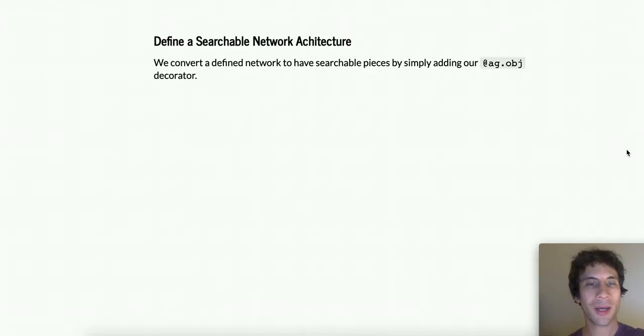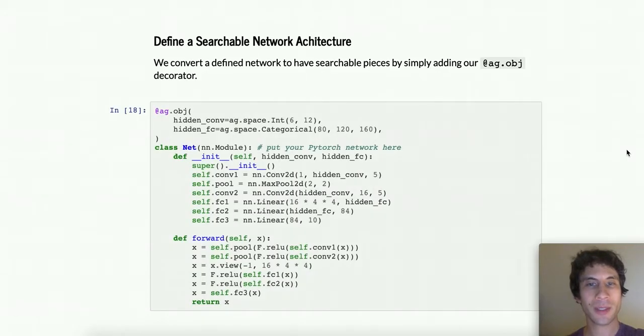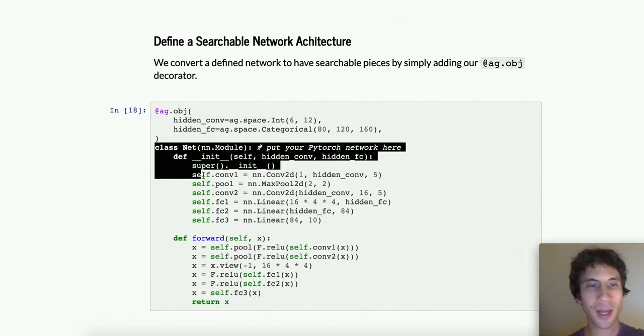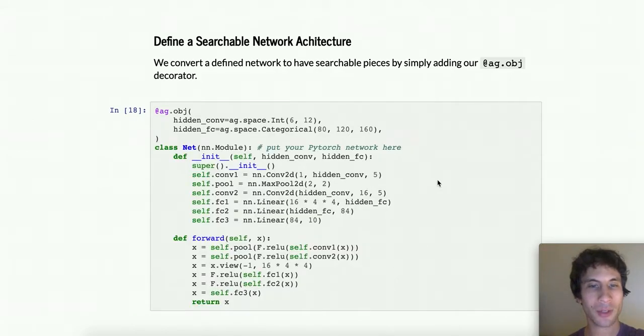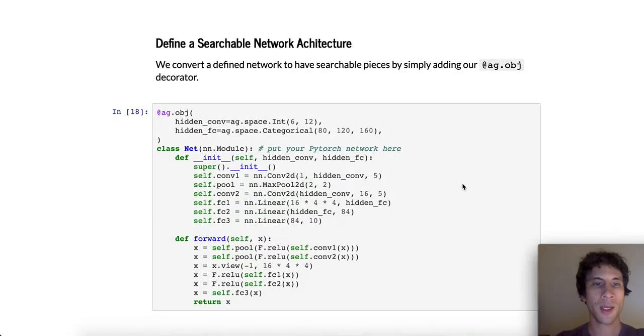First, we need to convert an existing network to have searchable pieces. This is done again by just adding our AutoGluon.object decorator shown here. So here, this class.net code, all of this code would just be existing PyTorch code. In this case, implementing a convolutional neural network with 2 convolutional layers and some fully connected layers on top of it. That's pretty simple. To make this object searchable, all we have to do once again is just add the ag.obj decorator. And here we add it, also optionally defining some default search spaces to consider.